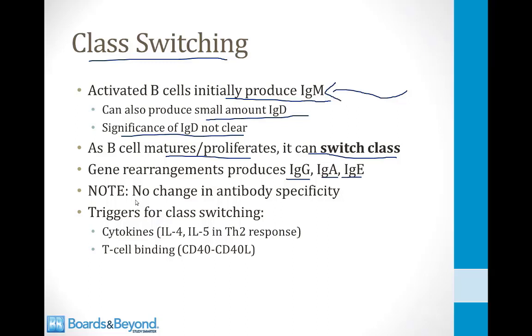You should note that this results in no change in antibody specificity. When you change class, you only change the Fc portion of the antibody. The antigen binding portion remains the same. And the triggers that tell a B cell to class switch are the locally produced cytokines. So for example, IL-4 and IL-5 from the Th2 response can trigger the B cell to switch classes. In addition, when the T cell binds to the B cell in T cell dependent activation, the CD40-CD40 ligand interaction triggers class switching as well.